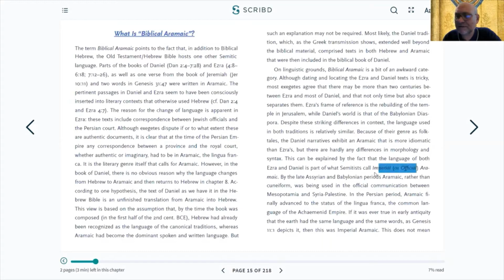Oh, that's interesting. Okay, now I do have an imperial book that I've been thinking about starting. That would be kind of neat.